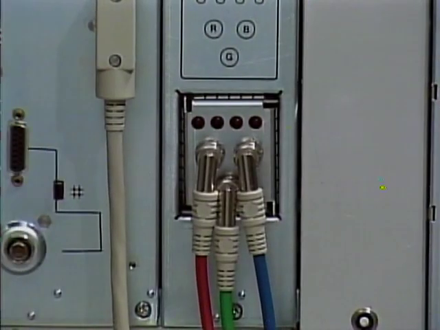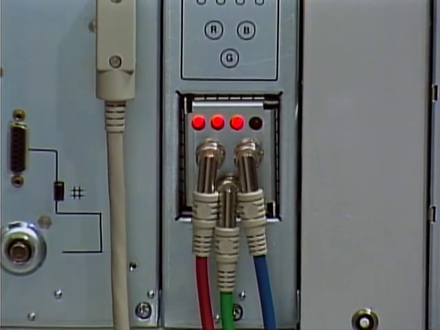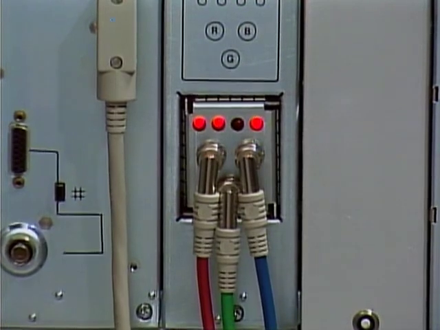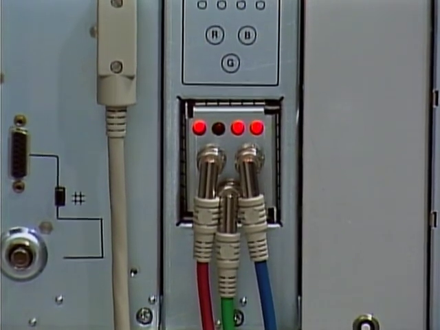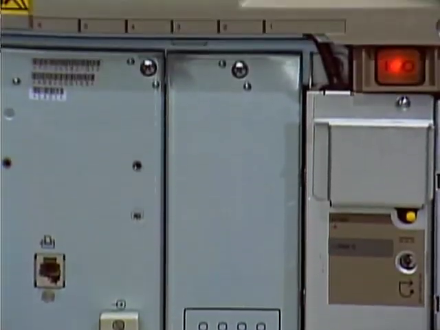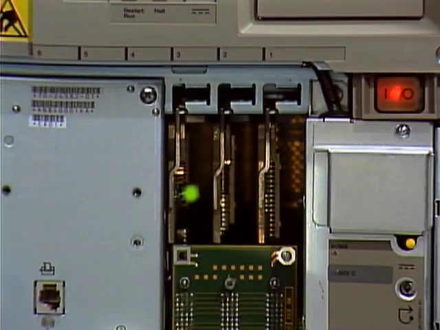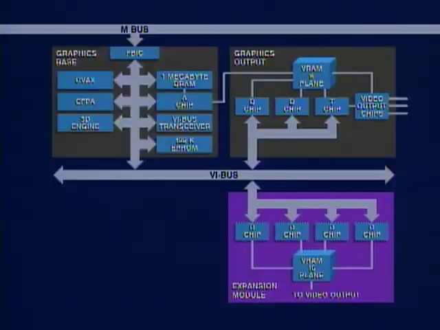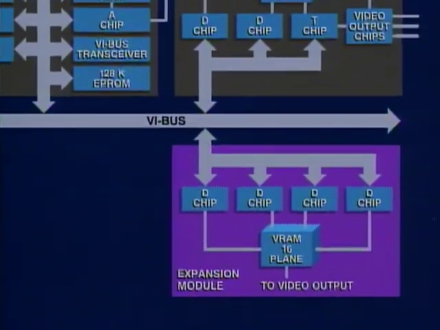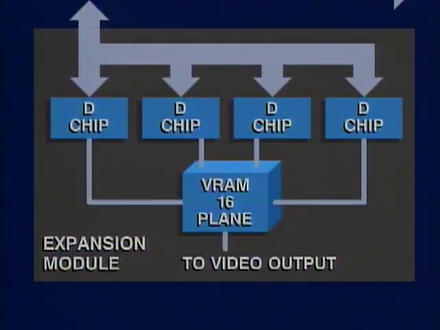Diagnostic LEDs are present to externally monitor the state of the module set. The HDI front plane has 4 red LEDs that indicate diagnostic status. There is a green LED on the graphics base module that indicates the status of the self-test diagnostics. The graphics expansion module consists of 4 data chips and 16 planes of video memory. It enables the VR295 monitor to display 24-bit planes of true color graphics.